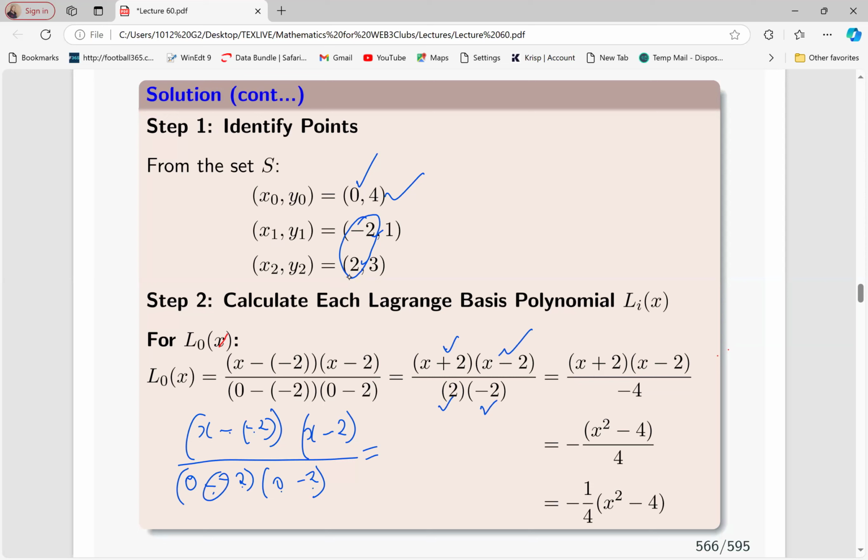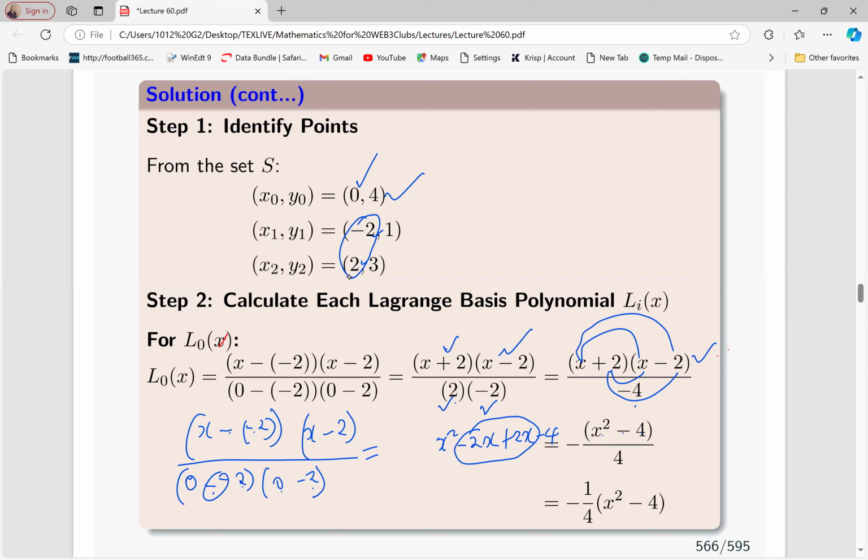The denominator becomes negative 4. The numerator becomes this. Of course, we can simplify, and that's what I did here. Multiply that, get x squared. Multiply this, get negative 2x. Multiply this, have positive 2x. Then multiply that, you have negative 4. So the 2x terms give you 0. So you're left with x squared minus 4.